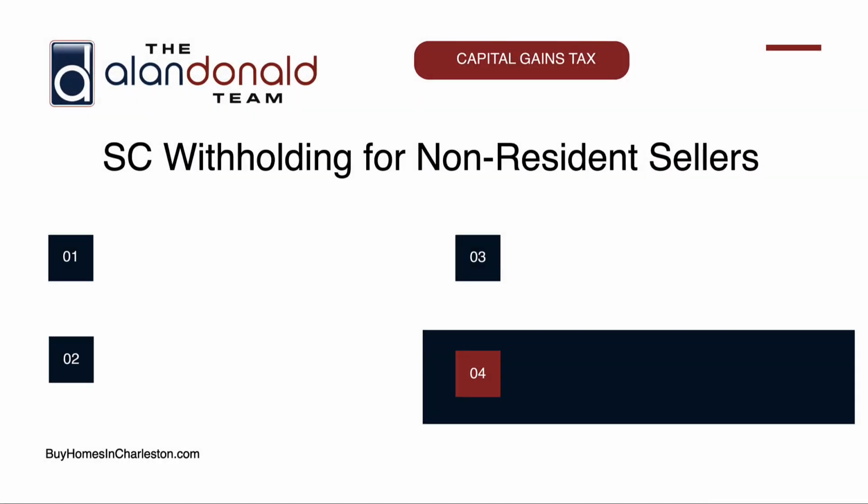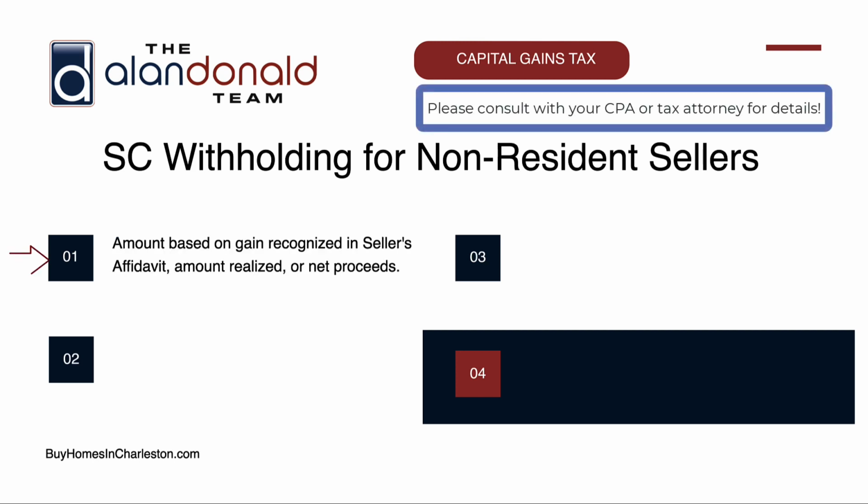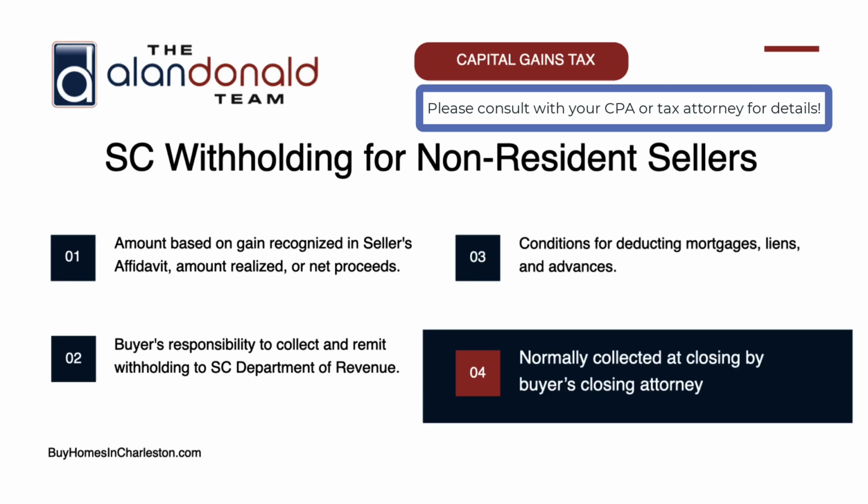South Carolina requires the buyers to withhold capital gain taxes for non-resident sellers. The amount is based on the gain recognized either in the seller's affidavit, the amount realized, or the net proceeds. It is the buyer's responsibility to collect and remit the withholding to the South Carolina Department of Revenue. There are very specific conditions for deducting mortgages, liens, and advances from the capital gain. And normally, this withholding tax is collected at closing by the buyer's closing attorney.